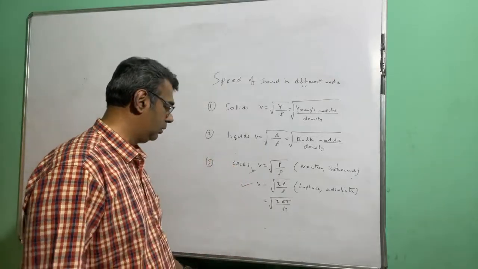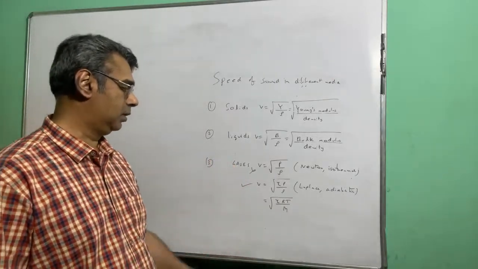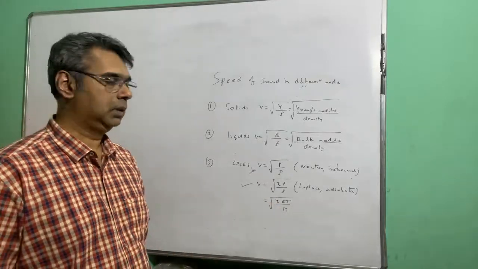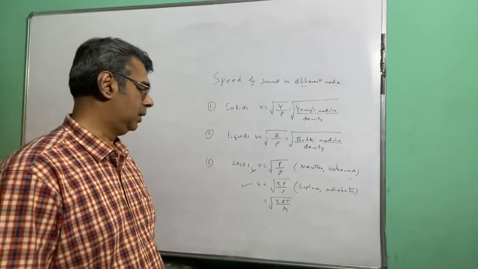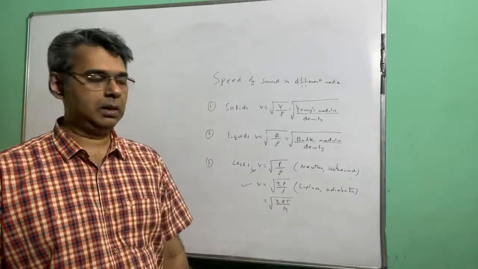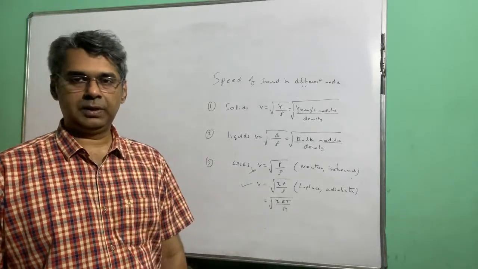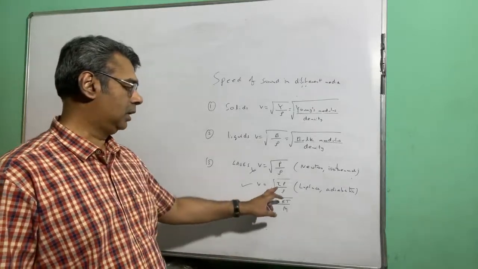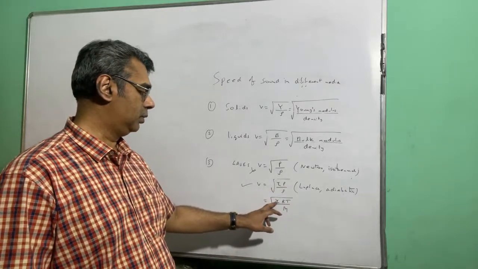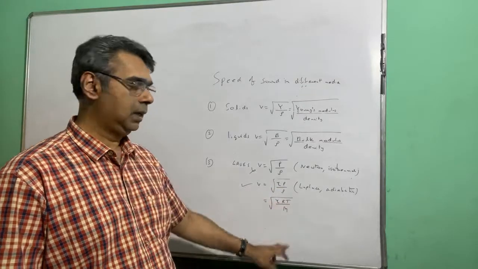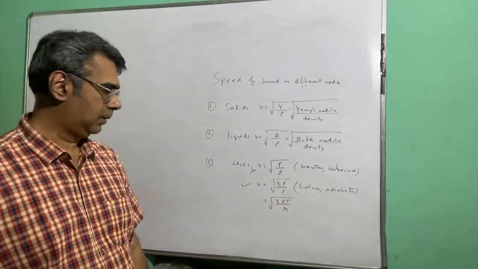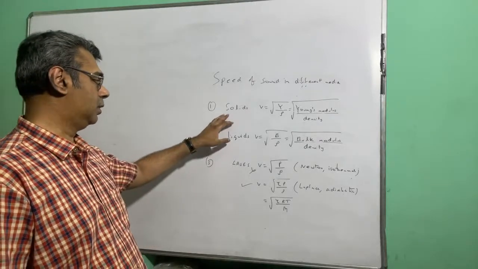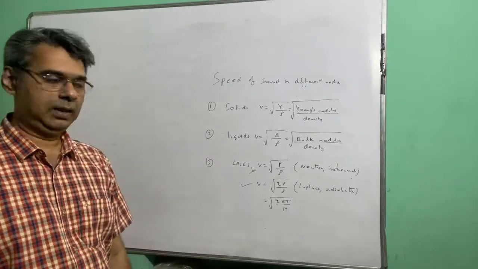This formula root over gamma into pressure by density, we can also write as root over gamma into R into T by M. So gamma remains gamma, R is the gas constant, T is the Kelvin temperature, and M is the molar mass of the gas. So instead of root over gamma into pressure by density, we can use root over gamma into R into Kelvin temperature by molar mass. So these are the different formulas for speed of sound in solids, liquids and gases.